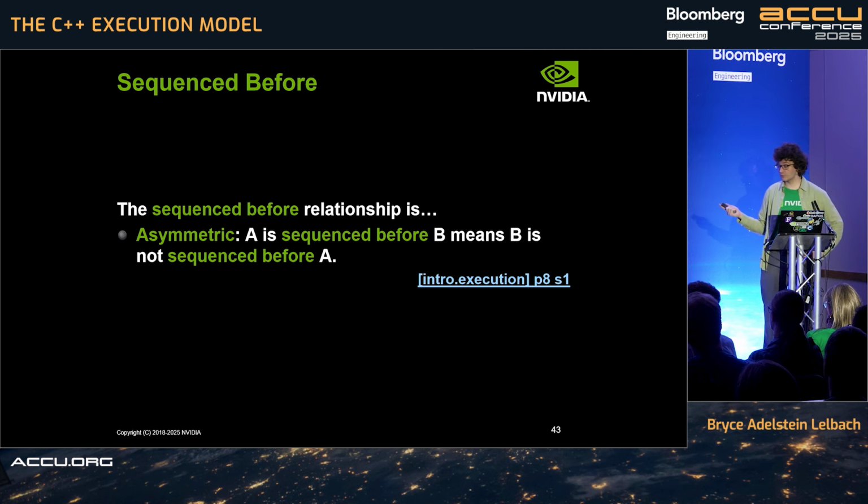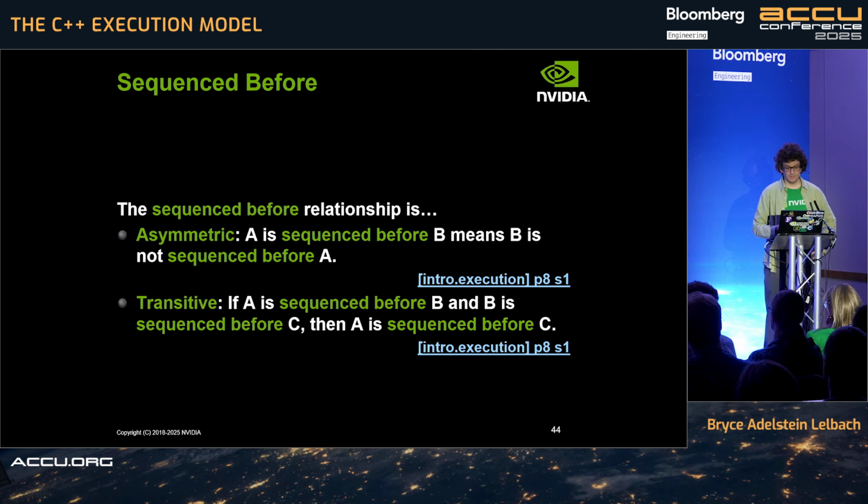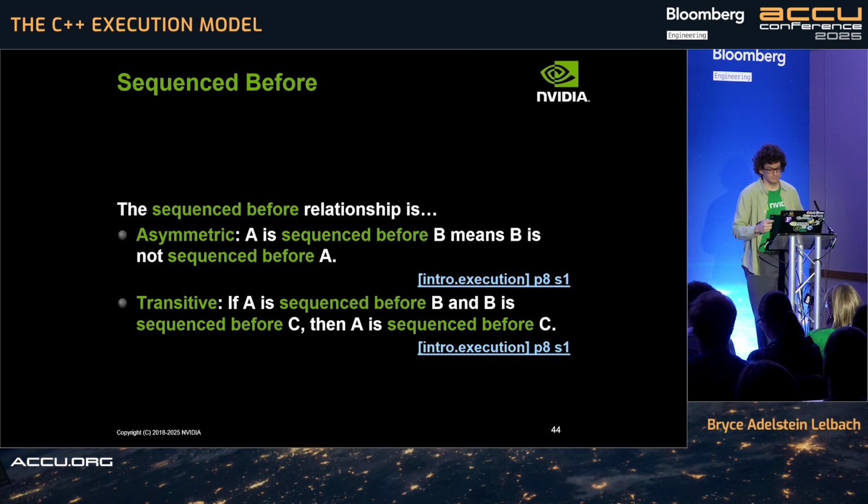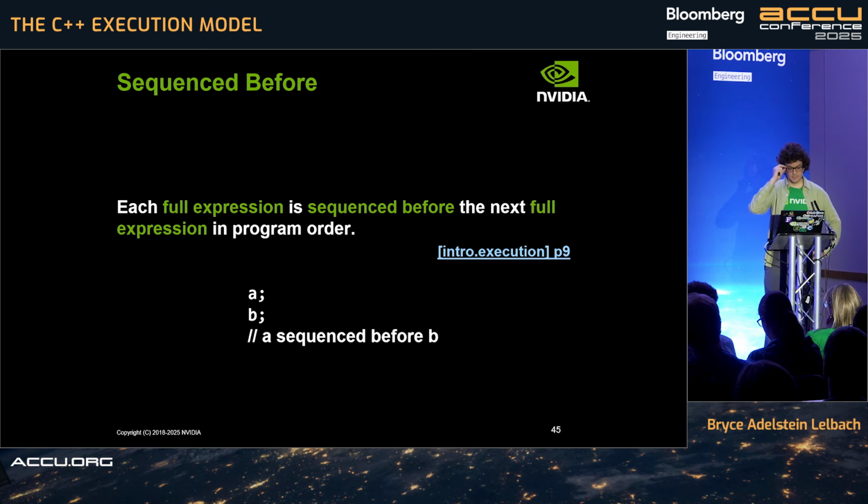So the sequenced before relationship is asymmetric. If A is sequenced before B, that means that B is not sequenced before A. And it is transitive. If A is sequenced before B and B is sequenced before C, then A is sequenced before C. Each full expression is sequenced before the next full expression in program order, in the order that you've written the code. So here, A is sequenced before B.